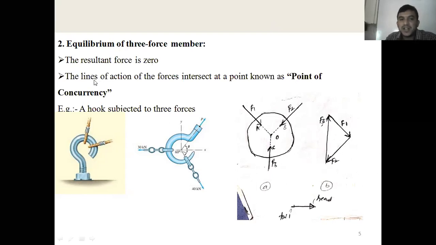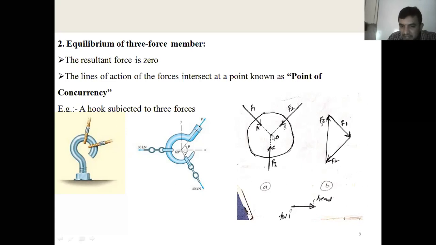That's the first condition. The second condition: the lines of action of the forces intersect at a point, known as the point of concurrency. This is very, very important. For example, consider a body subject to force F1 at point A, F2 at point B, F3 at point C. Their magnitudes are different, and their directions are also different; they may be towards the body or away from it. But what is the common point here? The line of action of the forces.